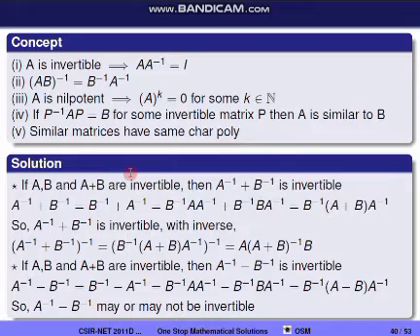We'll check option-wise. If AB and A plus B are invertible, A inverse plus B inverse is invertible. So we'll check the statement. Consider A inverse plus B inverse. This is equal to B inverse plus A inverse. Now I am multiplying the first term by A into A inverse and the second term by B inverse B. So we will get B inverse A A inverse plus B inverse B A inverse. The first element is B inverse for both and the last element is A inverse for both. So this is equal to B inverse into (A plus B) A inverse.